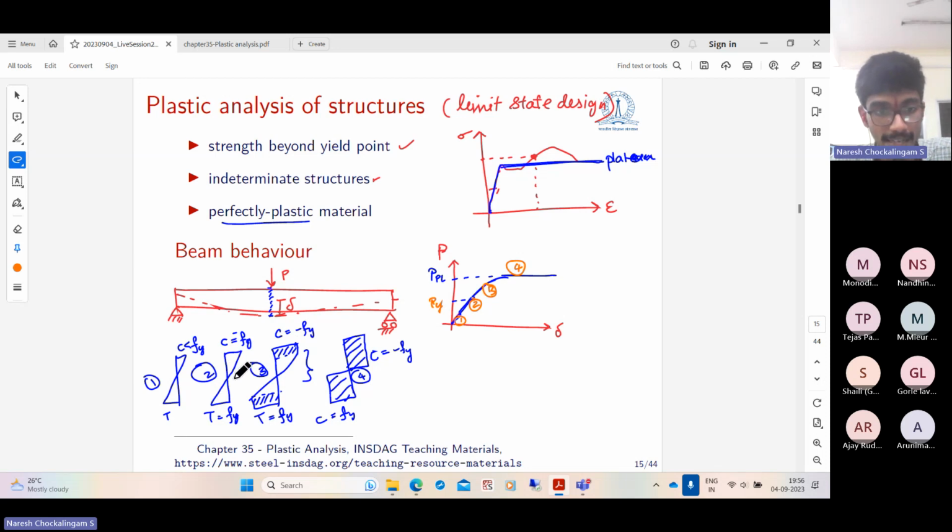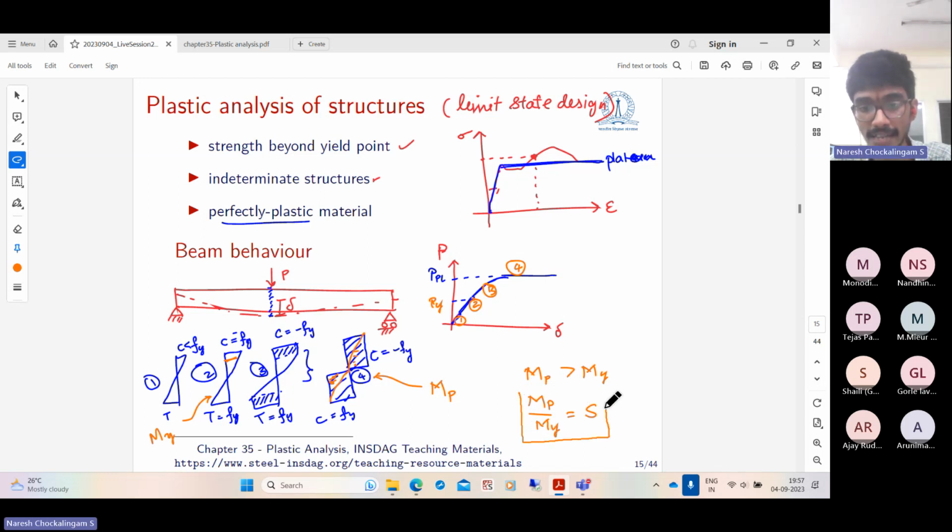Now, this is what is happening at a section. You can take a small element and integrate through the section and find the moment. For this section, the moment resisted at this stage is the plastic moment MP, and the moment resisted at the earlier stage is the elastic moment My. As we can see, the plastic moment will be much greater than the elastic moment because of this extra contribution coming from the plastic part. The ratio MP by My is called the shape factor S of the cross section. These are just some standard things.